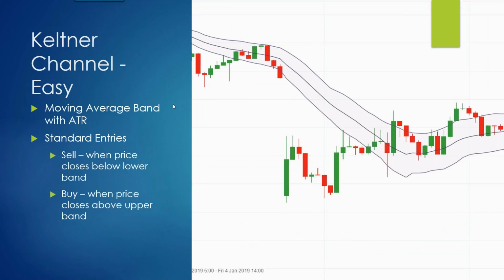Now, you also have a Keltner channel, and this is a moving average band with ATR. Again, there's a lot of indicators that use that ATR within them. Your standard entries on a Keltner channel is you sell when price closes below the lower band, or you buy when price closes above the upper band. You can also even do it like here. You had a nice retracement, but the bands are still going down. When you get that candlestick reversal pattern, then you could always enter. So you had an entry here, and then you had an entry here. Any questions on the Keltner? It's very easy to use if you're a beginner. Again, really simplistic.